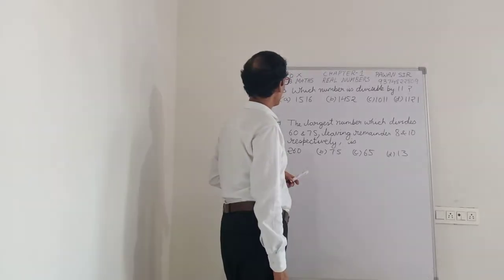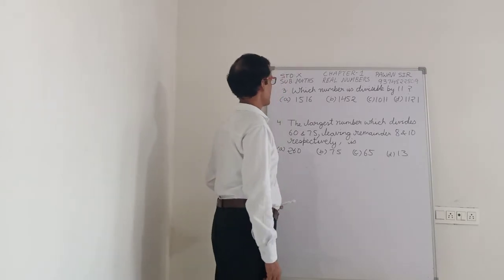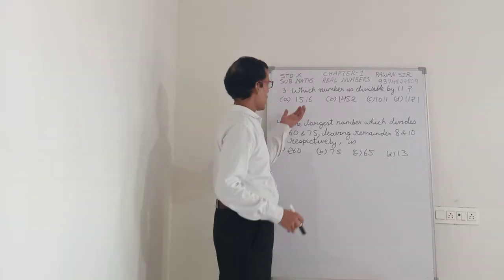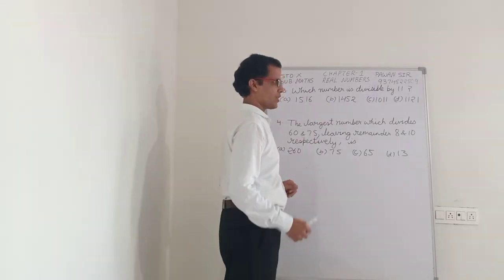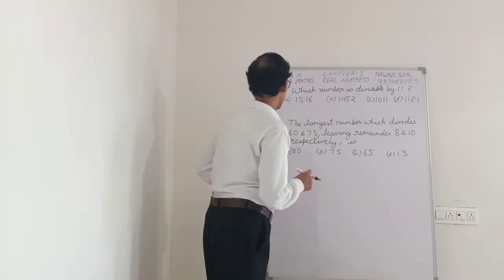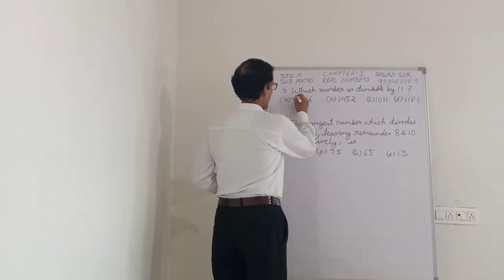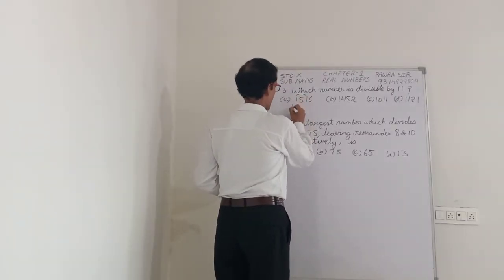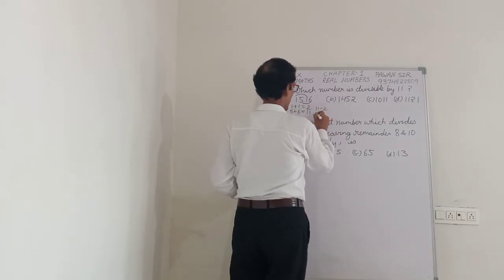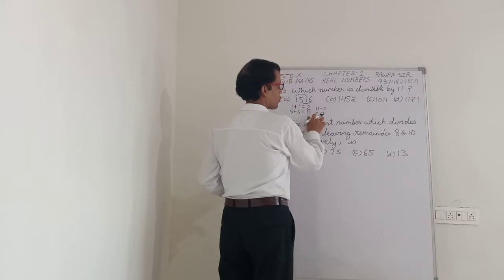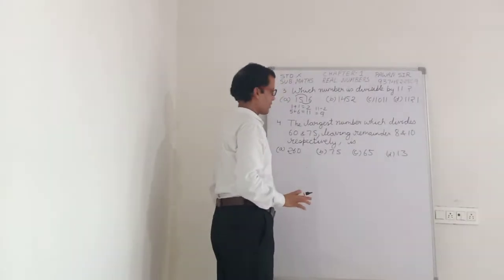So third question is, which number is divisible by 11? Either you have to divide all these numbers and check which number is divisible by 11, or in a trick, what you can do is add the digits at odd places. 1 plus 1, 2. Now add the digits at even places. 5 plus 6, 11. When you subtract these two, what you get? 9. So it is not divisible by 11.